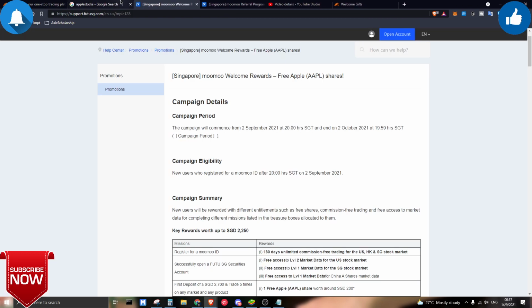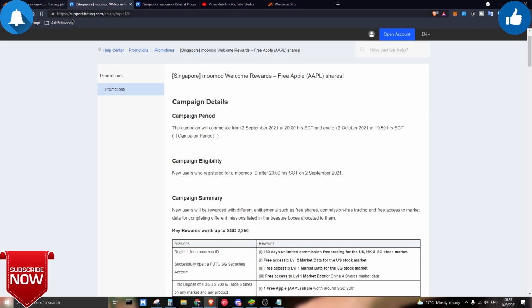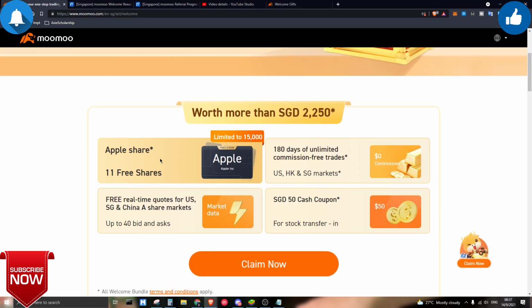So if you're interested in the video, kindly stay throughout the whole video, and from there we can understand how to obtain these free 11 Apple stocks. First of all, over here you can see you can get stuff that is worth more than 2,250 Sing dollars. Upon getting the free Apple stock itself, they are also issuing 180 days of unlimited commission-free trades on the US, Hong Kong and Singapore markets, which means you can basically trade for free for 180 days.